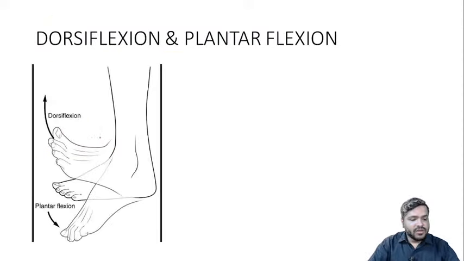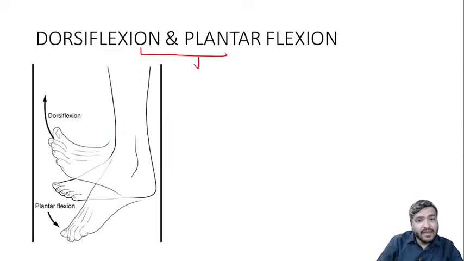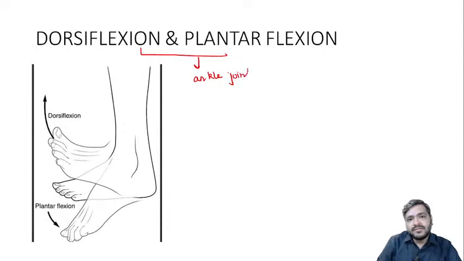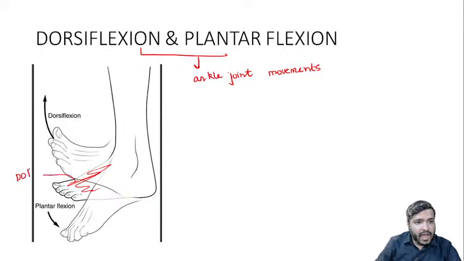Coming on to the next, that is dorsiflexion and plantar flexion, guys. Firstly, you should know that these both are ankle joint movements. And remember, the above part of the foot is called the dorsum, and this dorsum is the superficial surface of the foot. You can see over here.